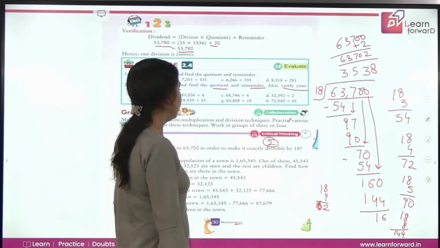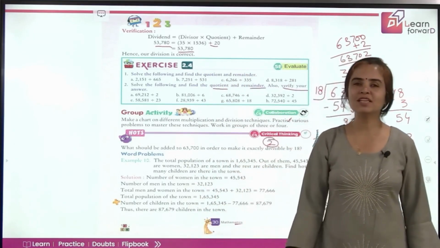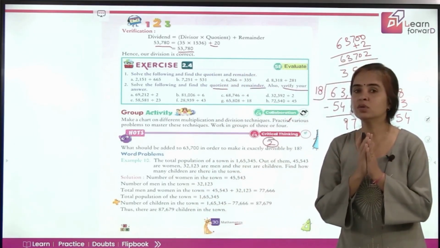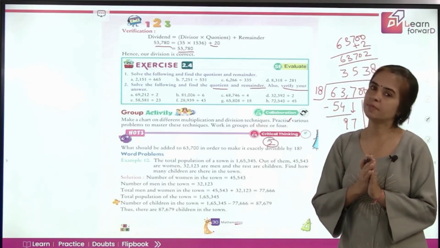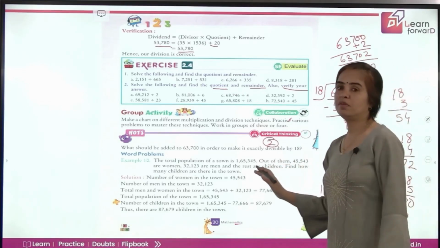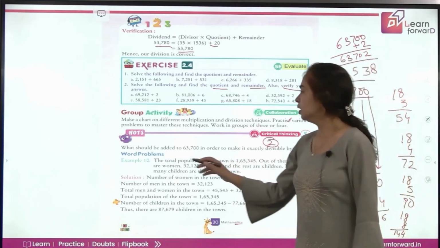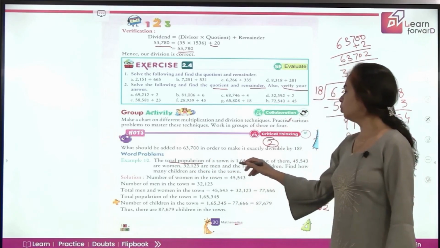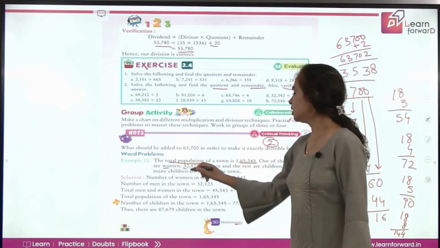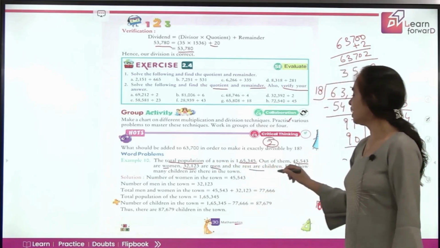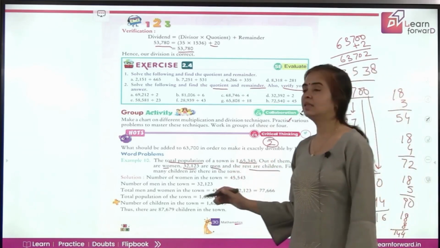Now, next is word problems, which we actually call the story sums. So you have to read the story sums. You have to relate the numbers and operations there with mathematics, and then we'll be finding what operation is to be done. Let's read the example here. The total population of a town is given. Out of them, this many are women, this many are men, and the rest are children. So find how many children are there in the town.